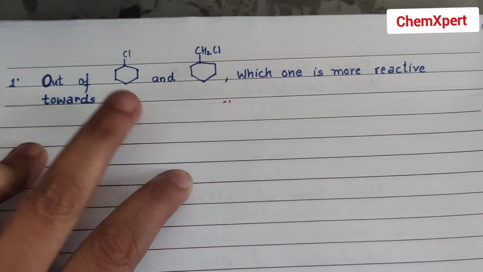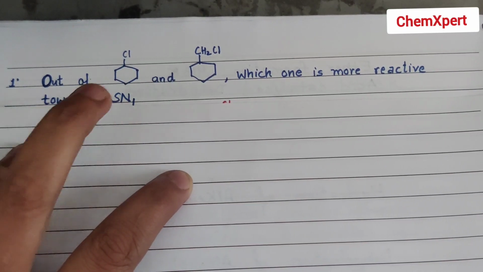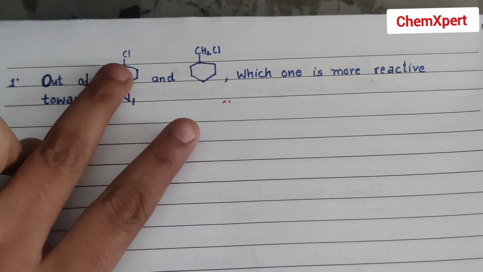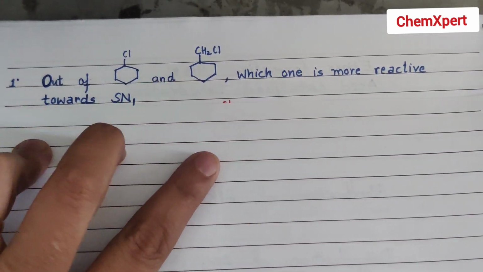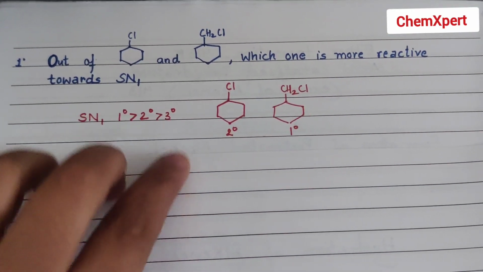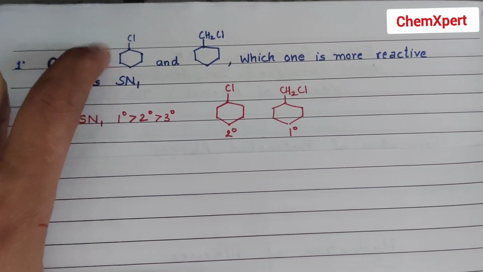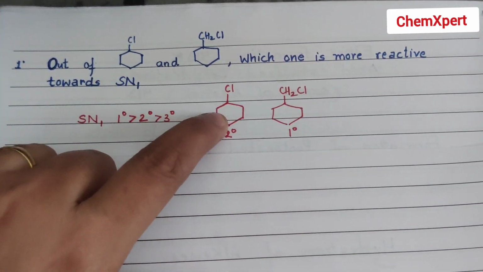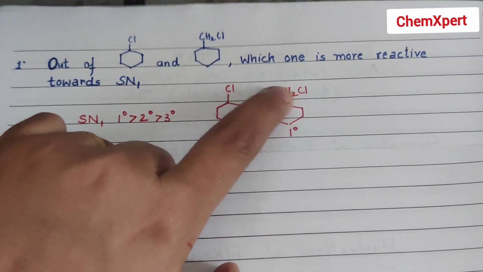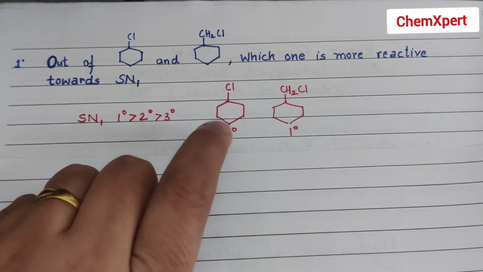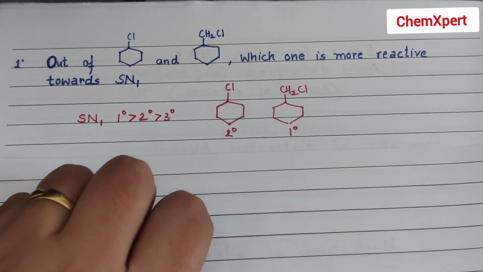The order of reactivity you must know for SN1 is 3 degree greater than 2 degree greater than 1 degree. So first of all we have to identify which one is 1, 2 or 3 degree. The first structure, chlorocyclohexane, is a 2 degree, whereas this other structure is a 1 degree, which means the 1 degree is more reactive than the secondary structure here.